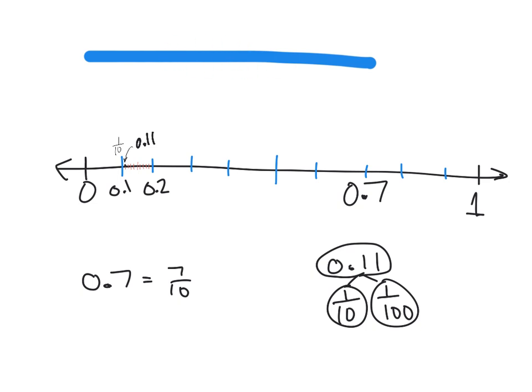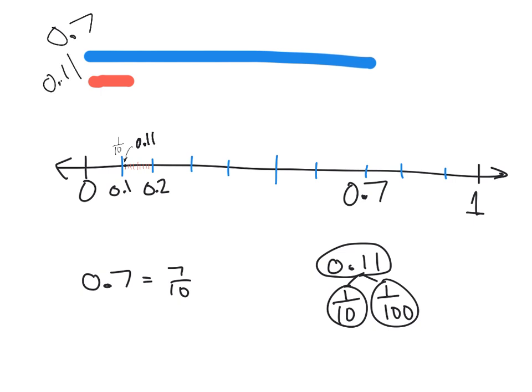Meanwhile, 0.11 is that much tape. And so you can see that 0.11 is way smaller than 0.7. So that's the idea. 0.7 is way larger than 0.11.